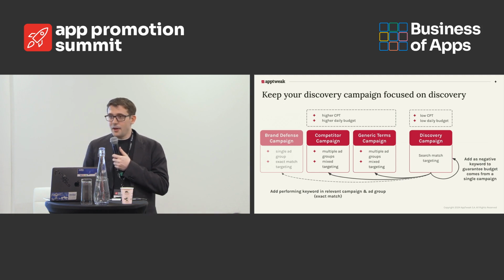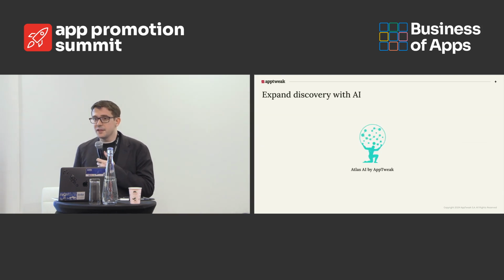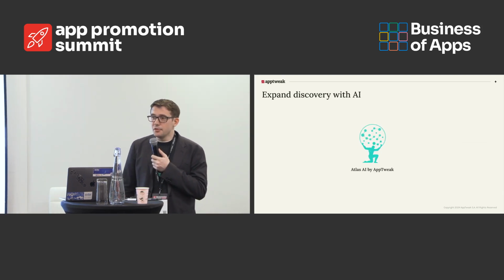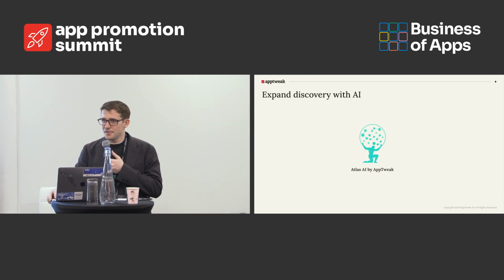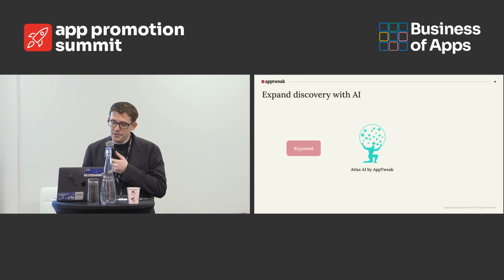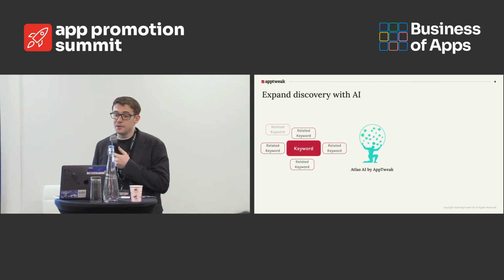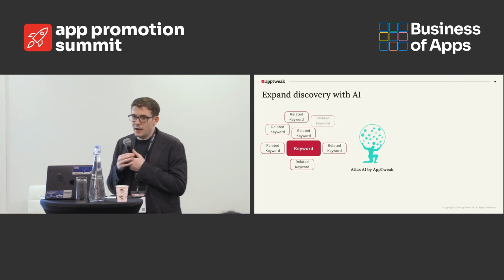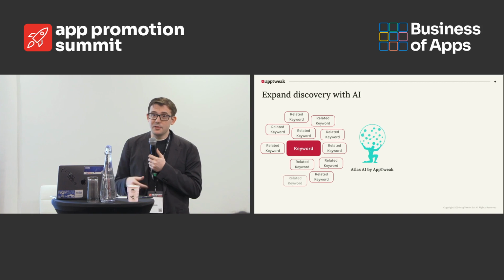There are some additional plays we could go for, but to keep it simple, the other thing that usually goes well with finding keywords is using AI. I think it's quite popular to say that these days, but I want to tell you about the AI that AppTweak has developed. It's called Atlas AI. And it's basically an AI that's only trained on App Store data.